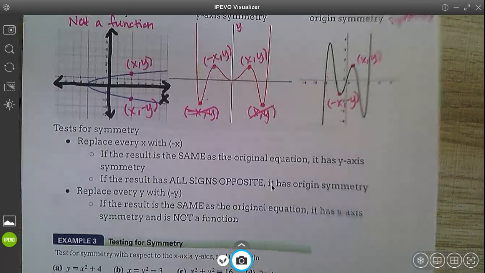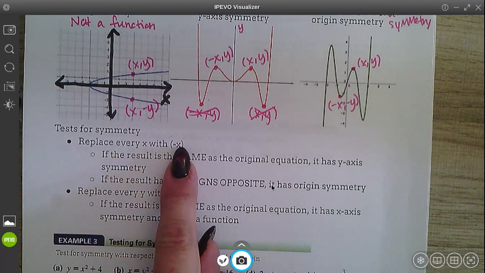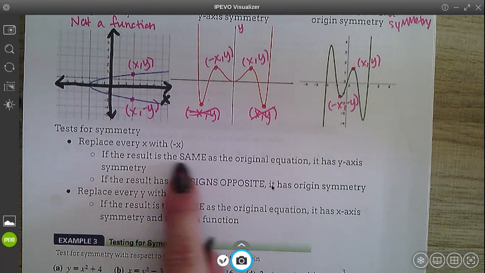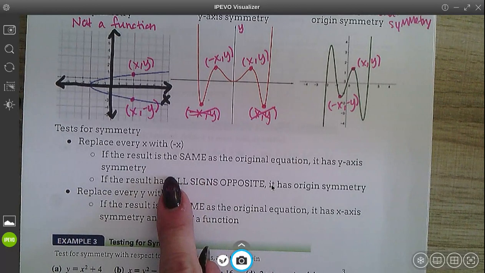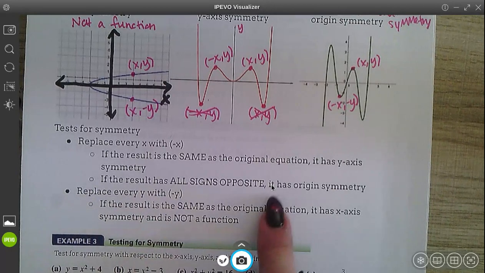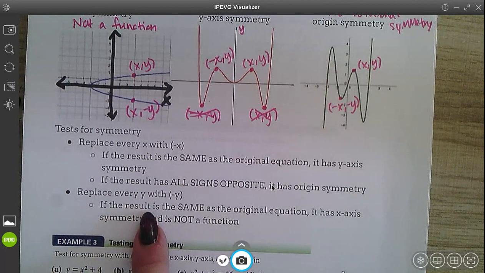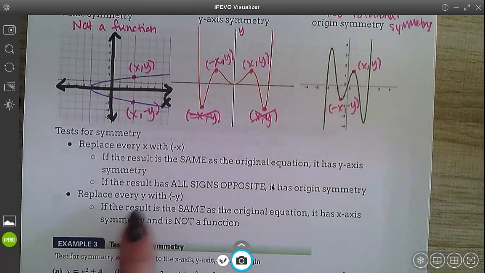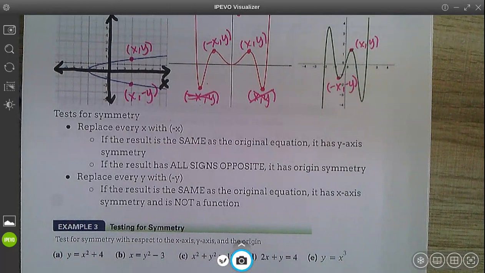So, what we want to do for symmetry, replace every x with the opposite of x, put that in parentheses. If the result is the same as the original equation, then the graph has y-axis symmetry. But if the result has all opposite signs, then the graph has origin symmetry. Then we're going to replace every y with the opposite of y to test for x-axis symmetry. If we replace every y with the opposite of y and the result is the same as the original equation, then it has x-axis symmetry and it is not a function.